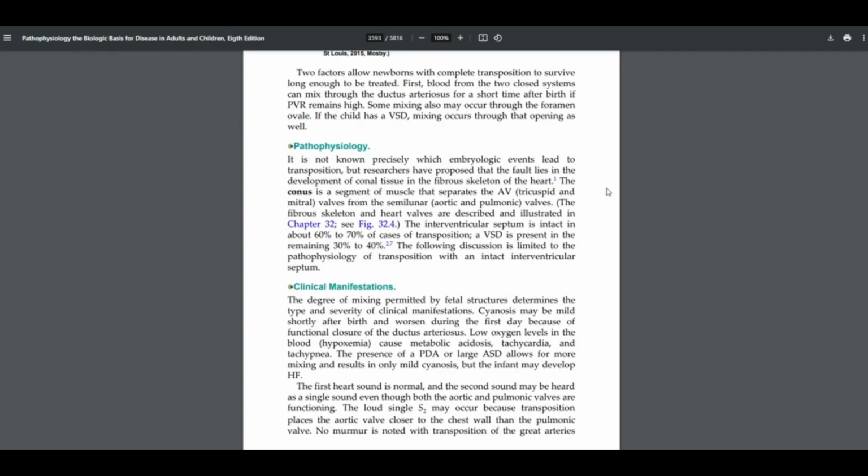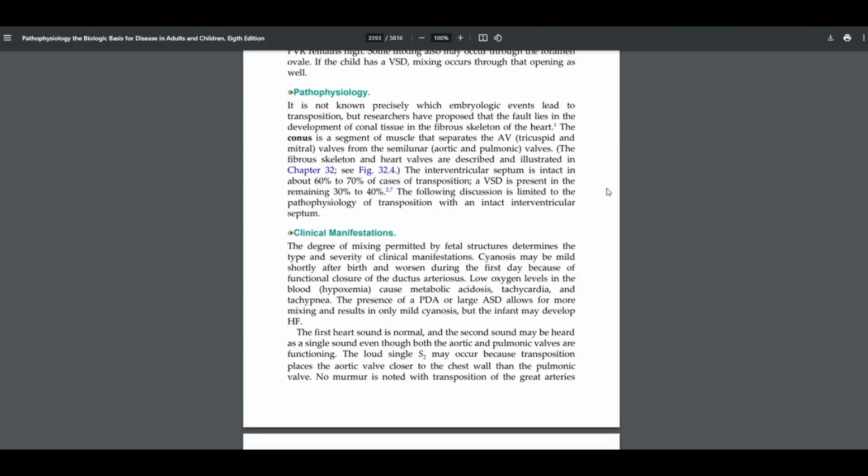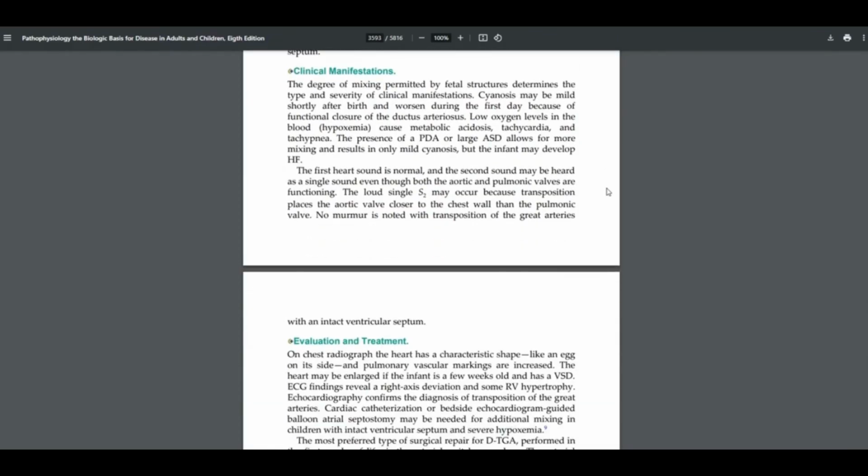The interventricular septum is intact in about 60 to 70% of cases of transposition. A VSD is present in the remaining 30 to 40%. The following discussion is limited to the pathophysiology of transposition with an intact interventricular septum. So, clinical manifestations. The degree of mixing permitted by fetal structures determines the type and severity of clinical manifestations.